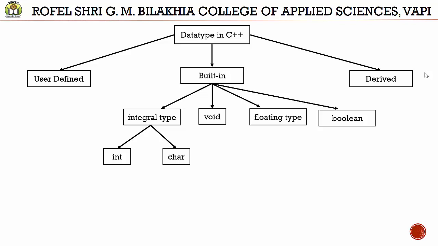Now the second one is character. The keyword is char. Character data type is used for storing characters, right? The keyword used for character data type is char. Now a character typically requires 1 byte of memory space, with a range from -128 to 127 or 0 to 255.